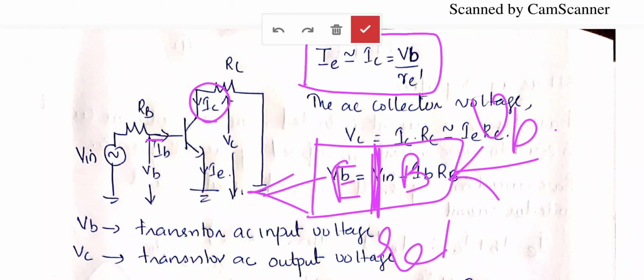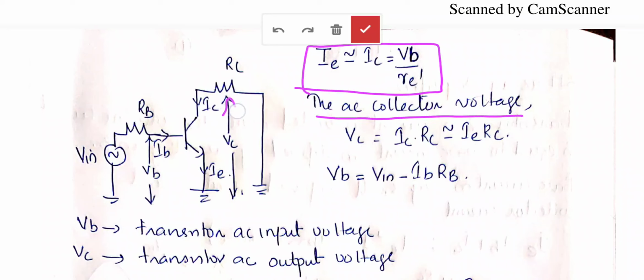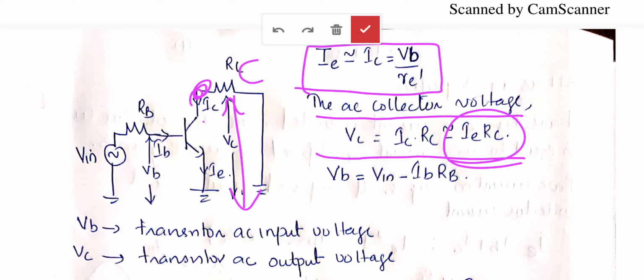So the current flowing through the circuit, IE, is equal to VB divided by the internal resistance RE dash. So VB by RE dash is nothing but the emitter current, or thereby it is known as the collector current. And we have the AC collector voltage VC, the voltage available here, can be written as IC into RC. This is RC. So the voltage available at this point is nothing but the current flowing through that point into the resistance available there. So VC is equal to IC into RC, which can be written as IE into RC.